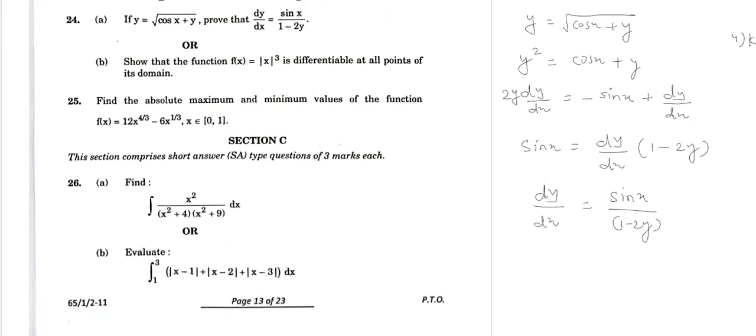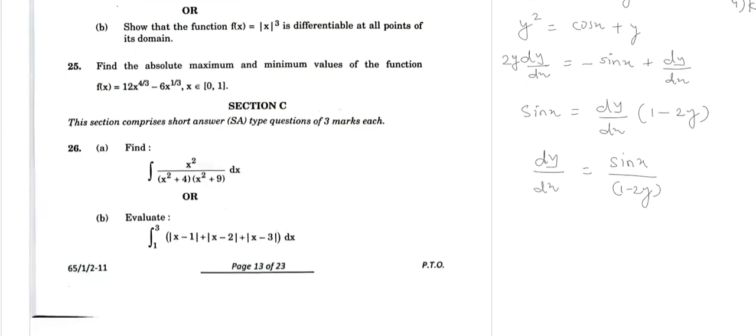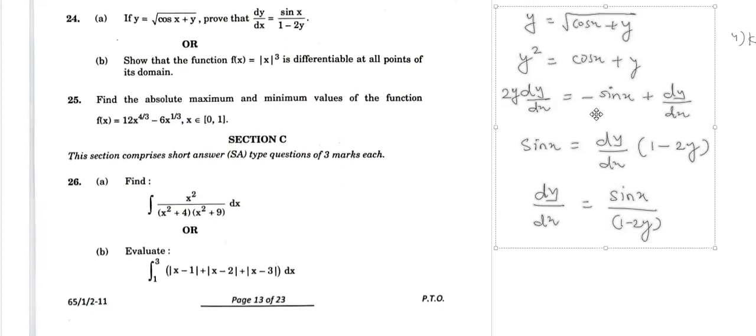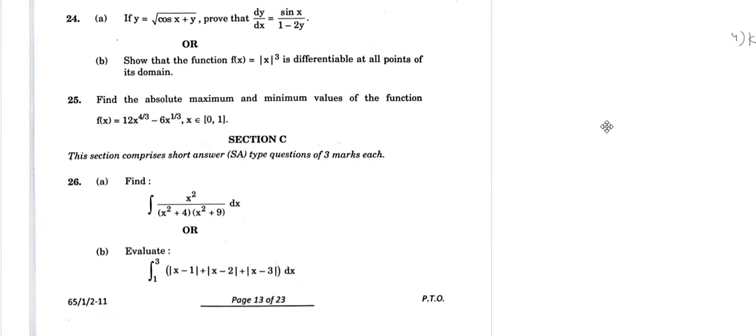Okay, let us move to the next one. That is, show that the function f of x is equal to x cube is differentiable at all points. So f of x is equal to mod x cube.